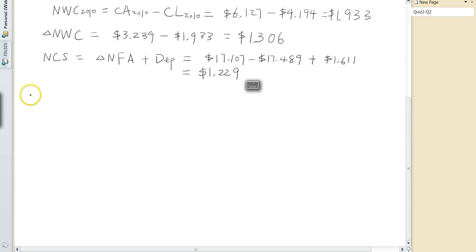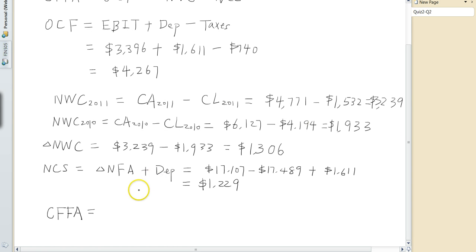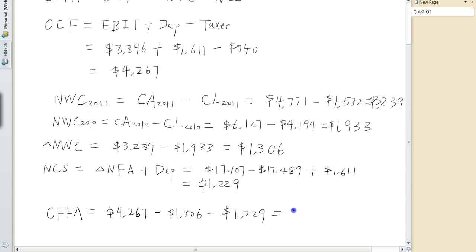Now I have pretty much every number I need in order to calculate cash flow from assets, so I can just plug in the numbers. Cash flow from assets equals operating cash flow, which turns out to be 4,267, then minus the change in net working capital, 1306, and then subtract 1229 net capital spending. So eventually I have 4267 minus 1306 minus 1229, which is 1732.